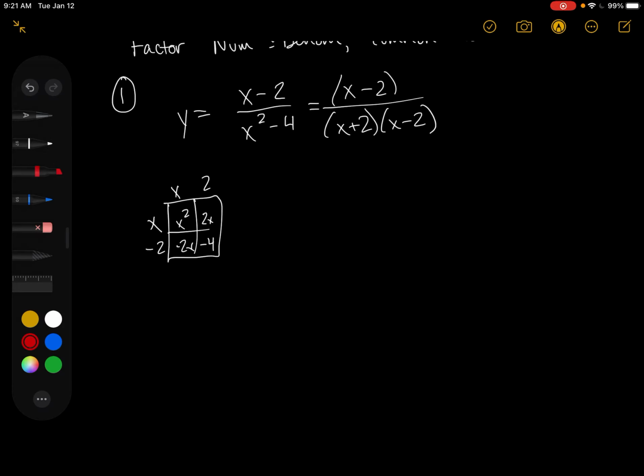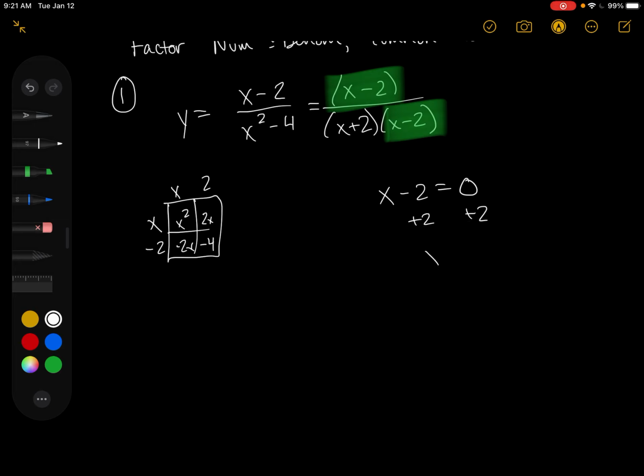Do we have any common factors? Why, yes, we do. So we take that common factor and set it equal to 0. We'll do that on both sides here, and we get x equals 2, so we would say that there is a hole at x equals 2. So that's your job when you're going through these functions: factor both the top and the bottom, and then find where the hole is.